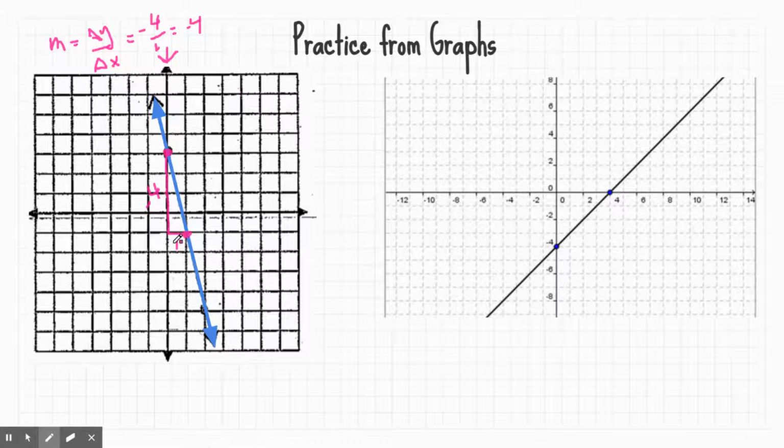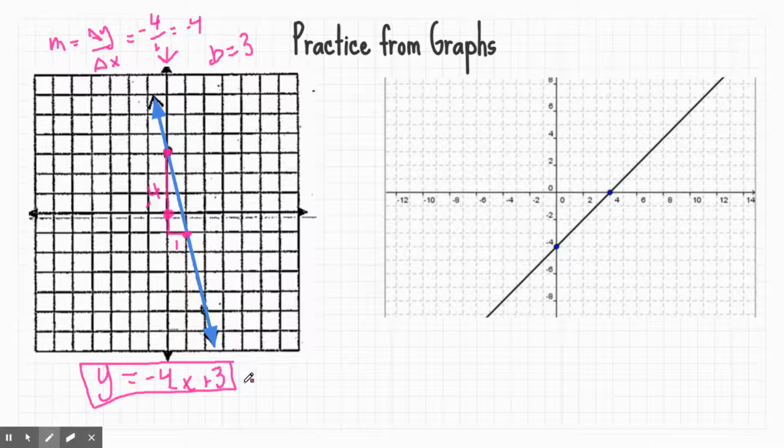So now I'm looking at my y-intercept. So here's where my x-axis meets. This is my y-axis. So it's 1, 2, 3 where it crosses. So my b is 3. That makes this equation y equals negative 4x plus 3.